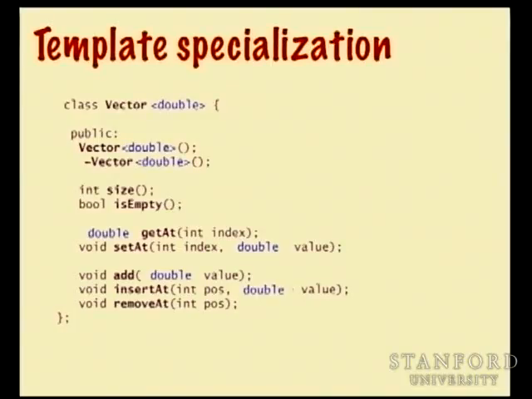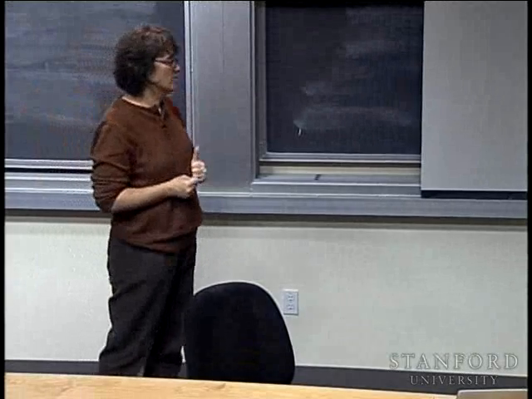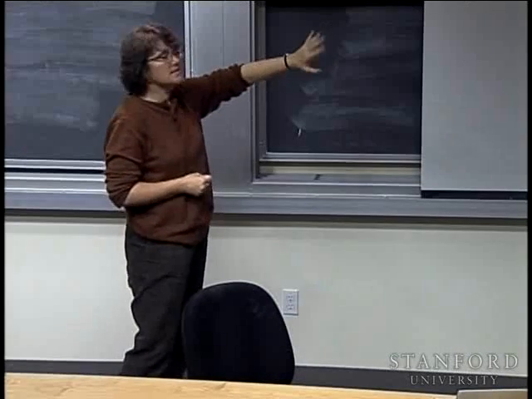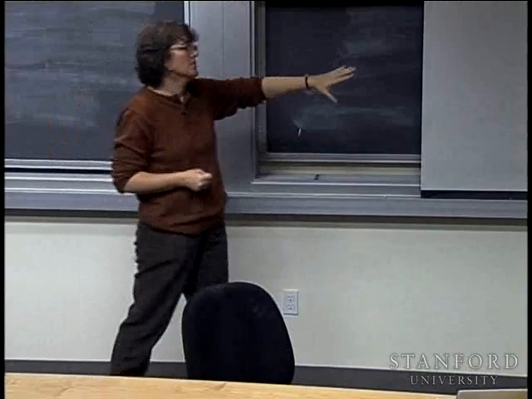We've made that commitment and said that what we're storing here really is vectors of doubles, and that means that the add member function for vector double takes a double parameter. The get at returns a double value. That way, once the compiler has done this transformation, the subsequent usage of that vector double variable will be consistent with this filling in of the placeholder.